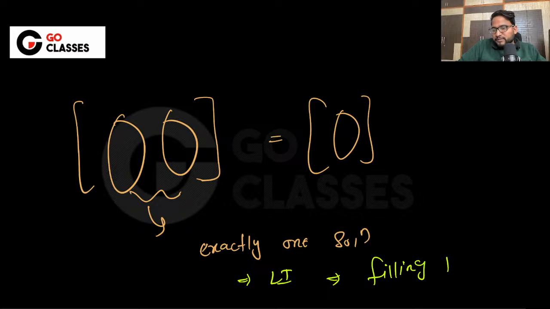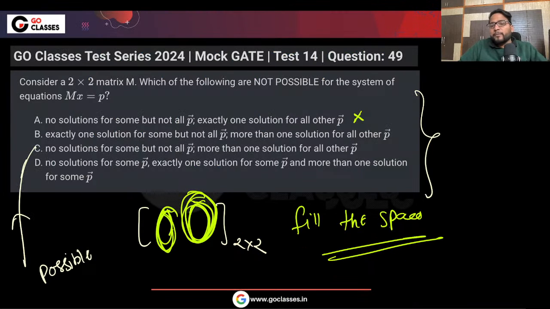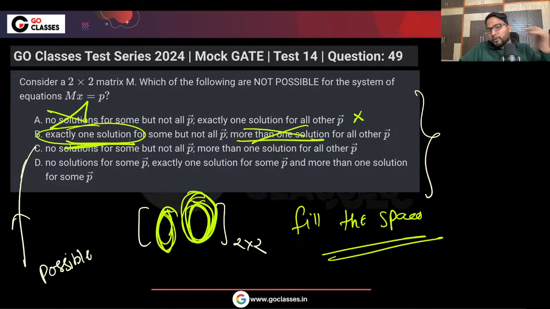So if you're filling the space, it is not even possible to have no solution or more than one solution. Basically, if linearly independent or exactly one solution, then always exactly one solution for every vector. No solution, not possible. More than one solution, not possible. If there is exactly one solution, then no solution or more than one solution is not possible. Always exactly one solution for 2 cross 2. Understood?